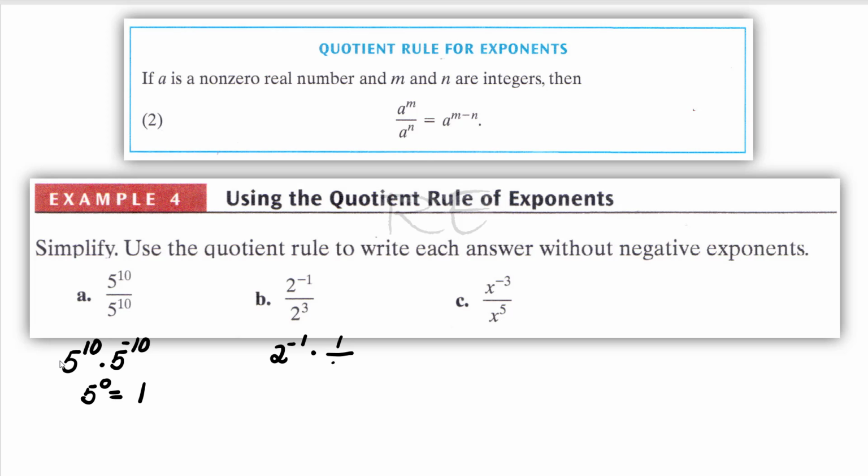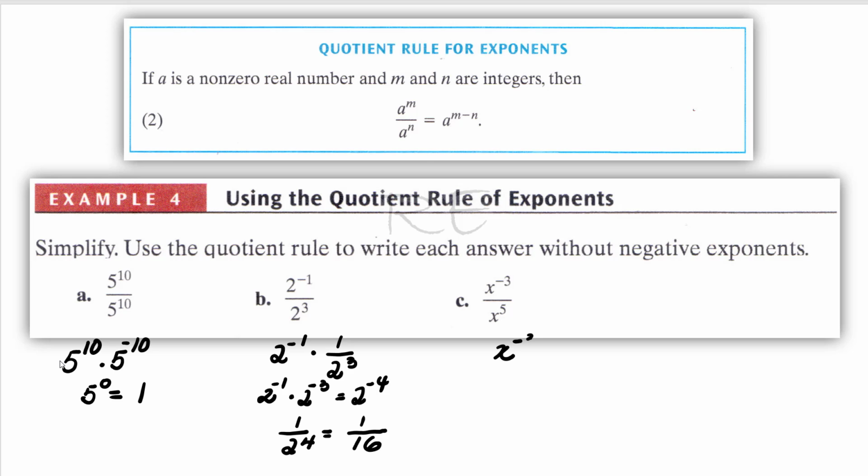2 to the negative 1 divided by 2 to the third is 2 to the negative 1 multiplied by 1 over 2 to the third. 1 over 2 to the third is 2 to the negative 3. We ended up with 2 to the negative 4, which is 1 over 2 to the fourth, and 2 to the fourth is 4 times 4. 2 to the fourth is 16.